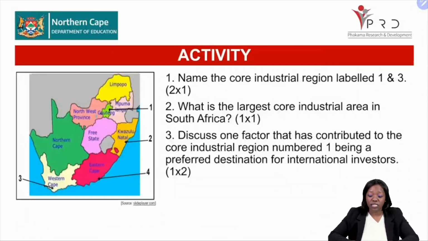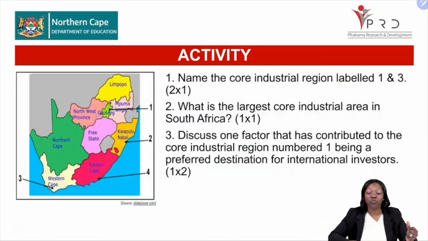In this activity, you name the core industrial region labeled number 1 and number 3. Then secondly, what is the largest core industrial region in South Africa? Then number 3, you discuss one factor that has contributed to the core industrial region number 1 being preferred as the destination for international investors.